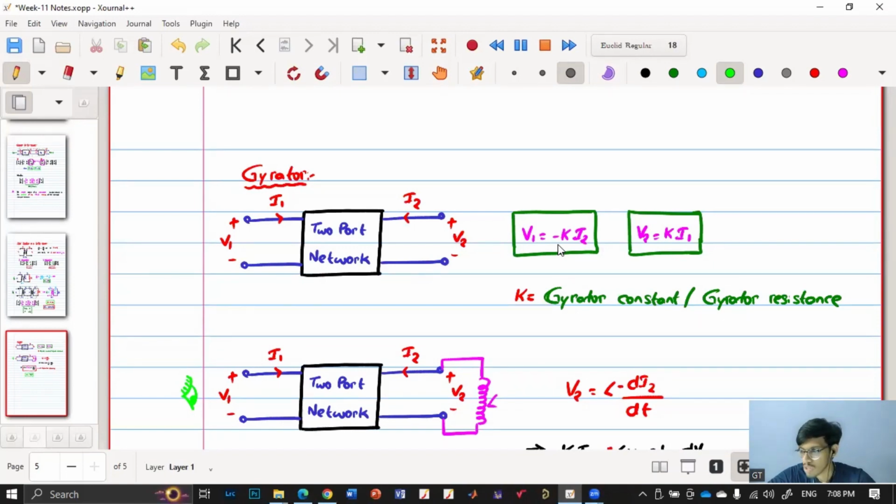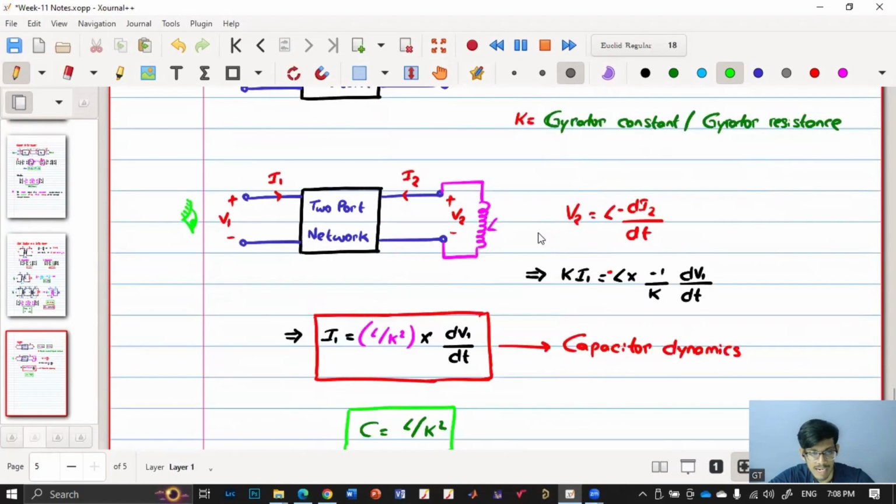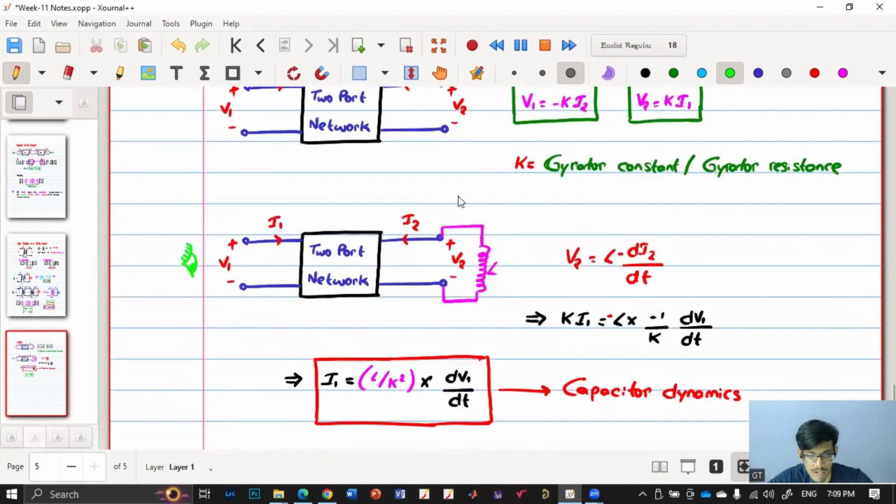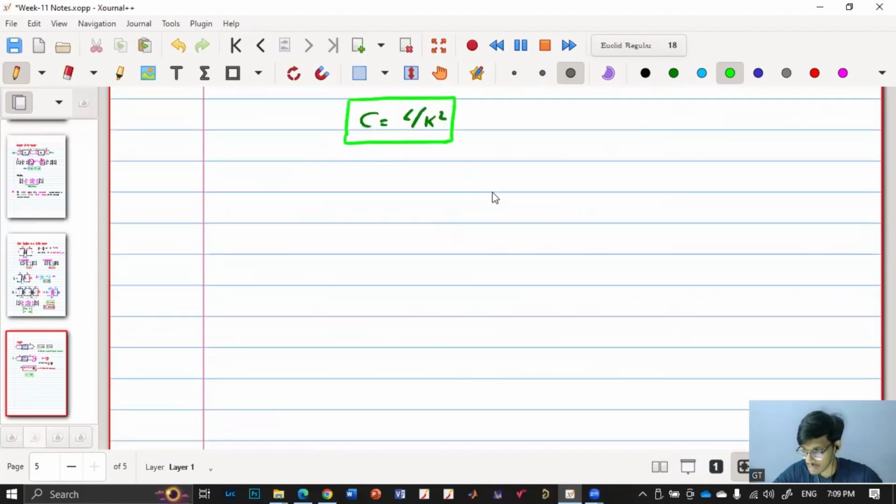Got it? So now, if I connect two such gyrators in cascade, how will I get the overall relationship between the input and the output? To clarify, first we need to get the ABCD parameters, right? Because when they are cascaded, we multiply the ABCD parameters directly. So let us calculate the ABCD parameters.